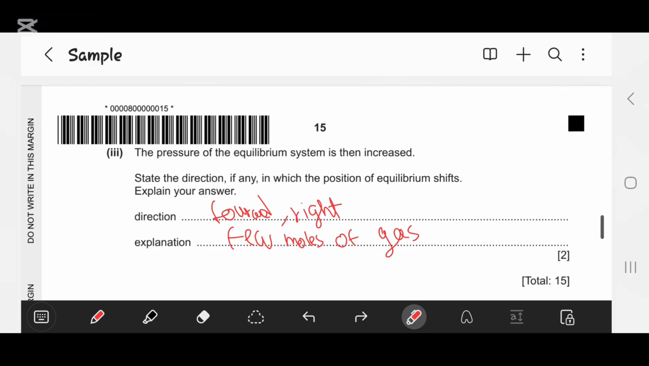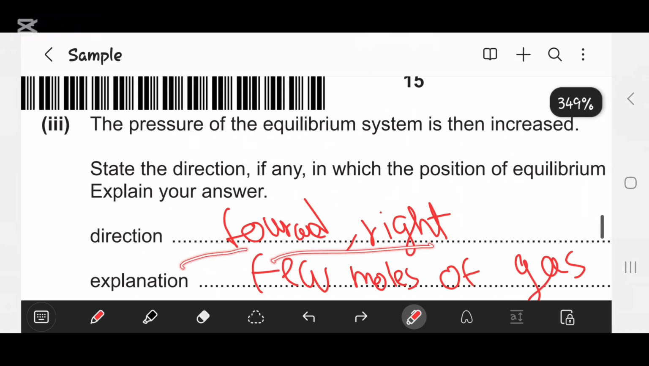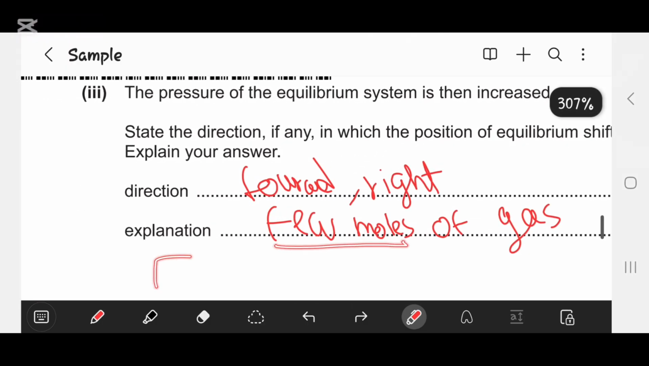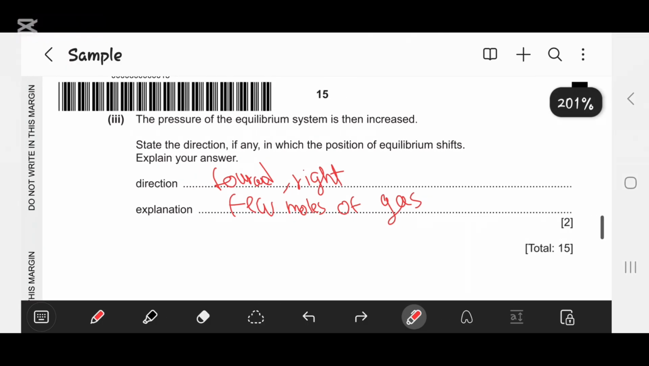State the direction in which the position of the equilibrium shifts. Explain your direction. We will go forward, like I explained earlier. Explanation: we have fewer moles of gas. You can say fewer molecules of gas, fewer amounts of gas, but I recommend saying fewer moles of gas.